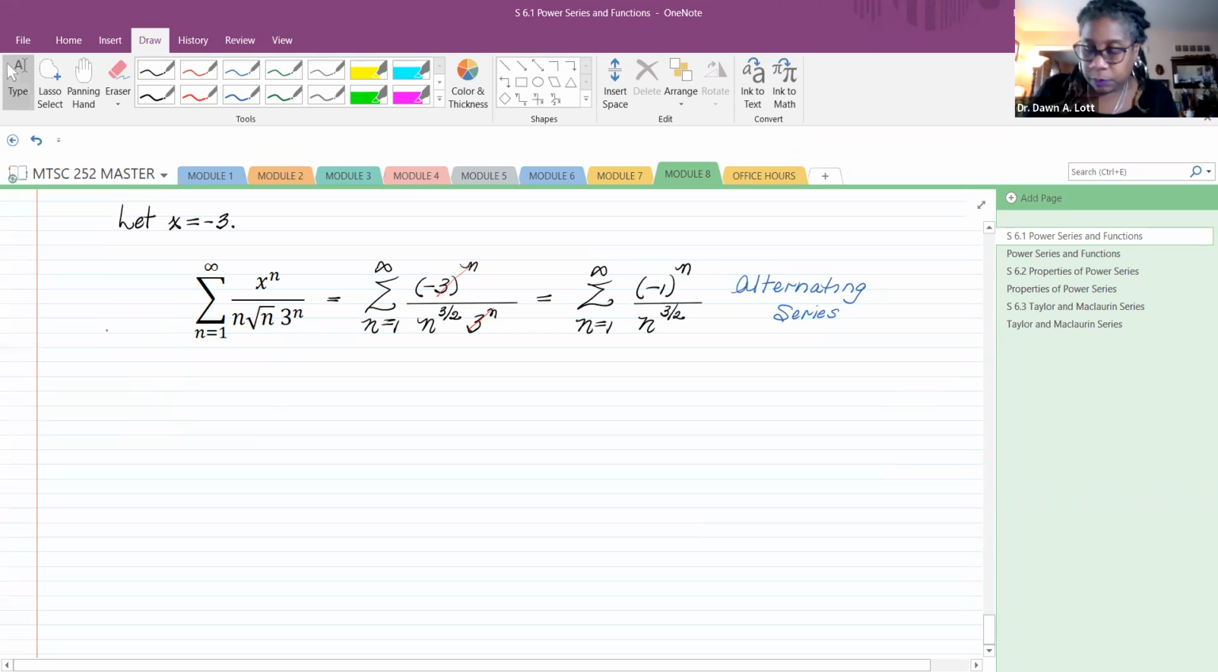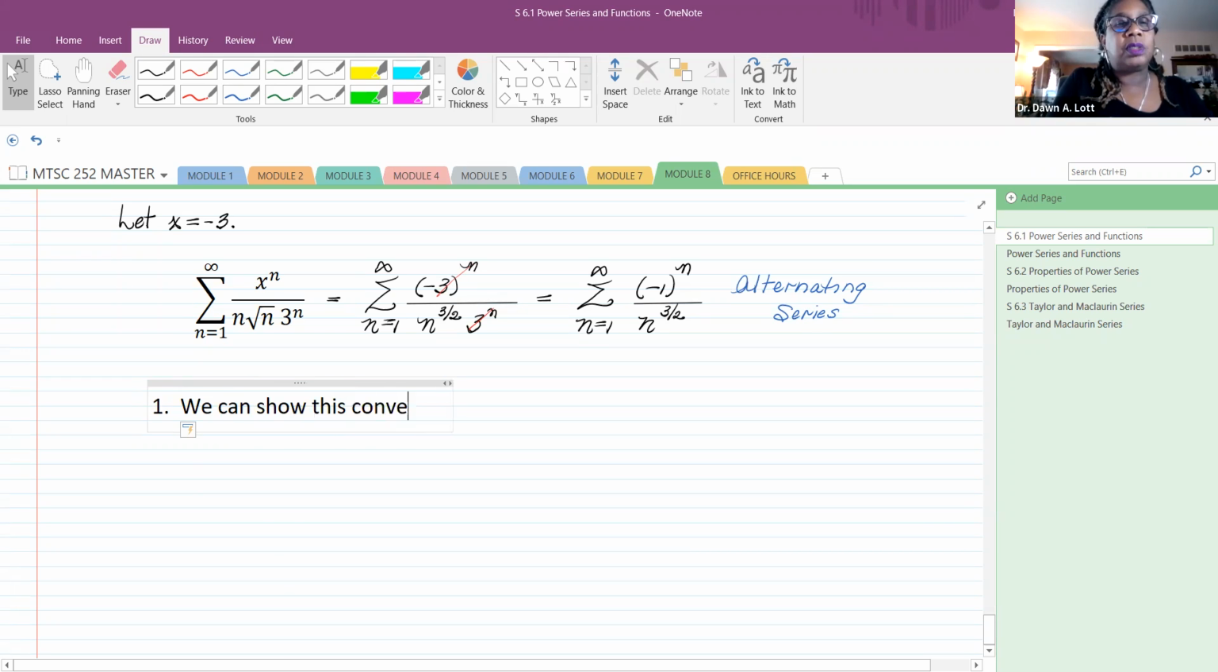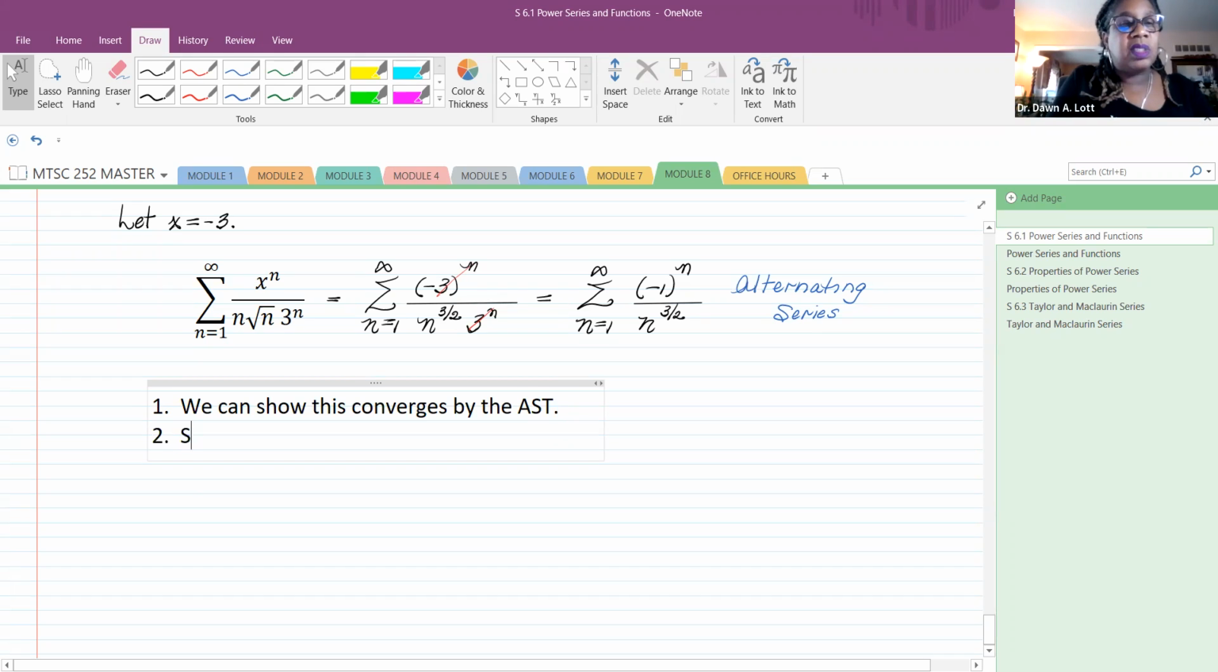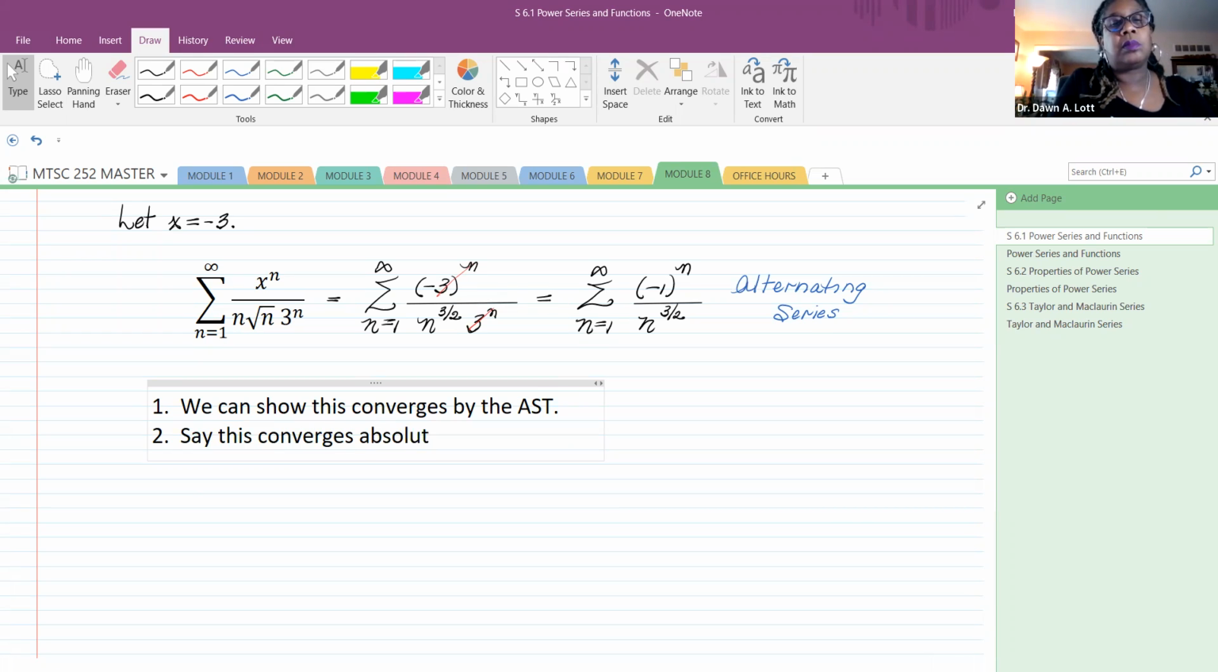So 1, show by the alternating series test. That's the first way we can do it. Okay. And 2, we can say this converges absolutely by the test for absolute convergence.